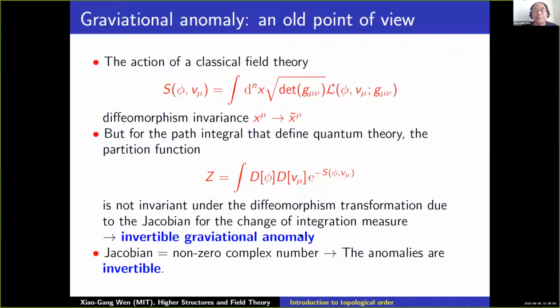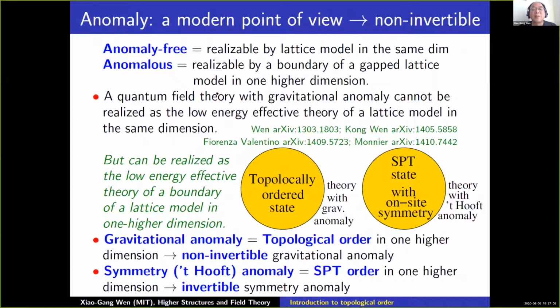And this kind of gravitational anomaly is always invertible. That means this Jacobian is some kind of non-zero complex number. So these anomalies are invertible, and that's a more traditional point of view of anomaly. But what we have here is a more modern point of view of anomaly.